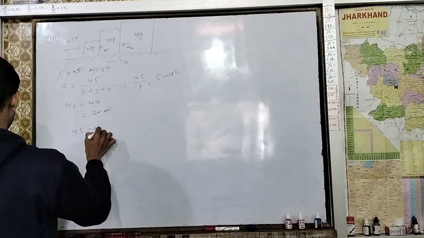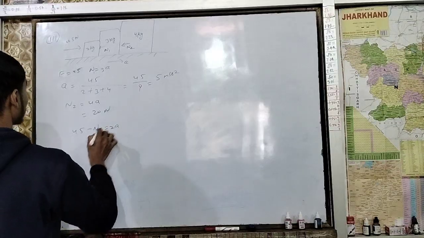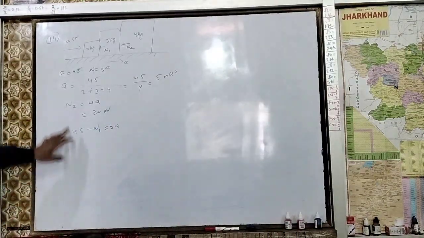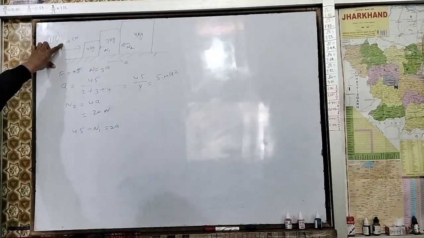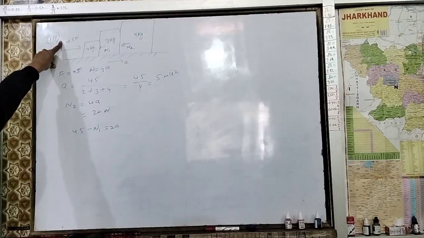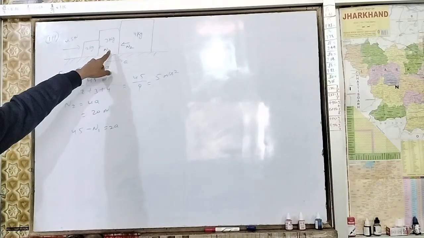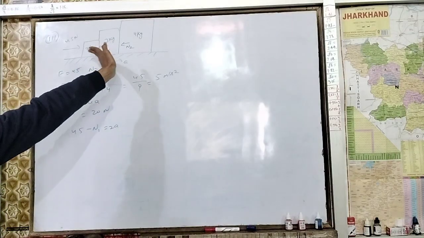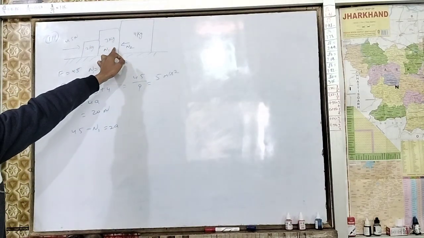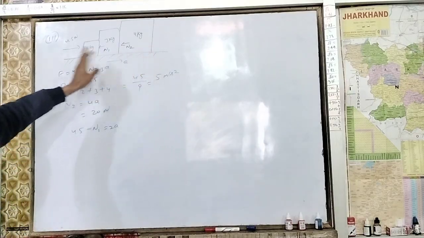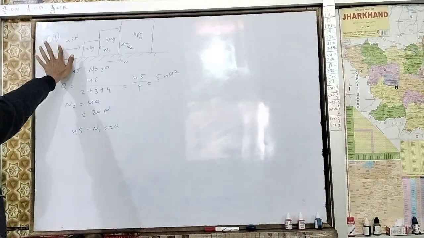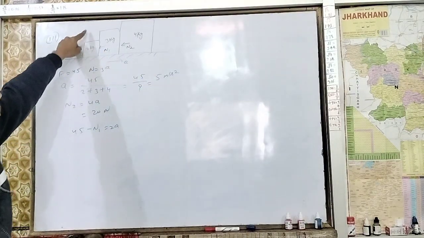45 minus N1 is equal to 2A. Try to understand. This force 45 is opposite to N1. N1 is from the second body, N2 is from the third body. So this F minus N1 is equal to MA.